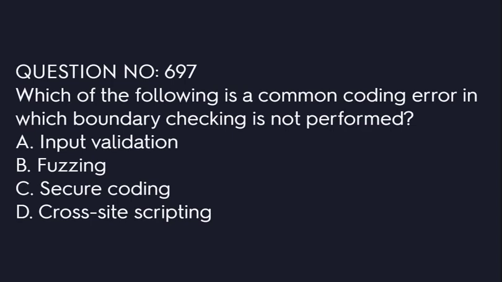Question number 697. Which of the following is a common coding error in which boundary checking is not performed? A. Input validation. B. Fuzzing. C. Secure coding. D. Cross-site scripting. Answer: A.